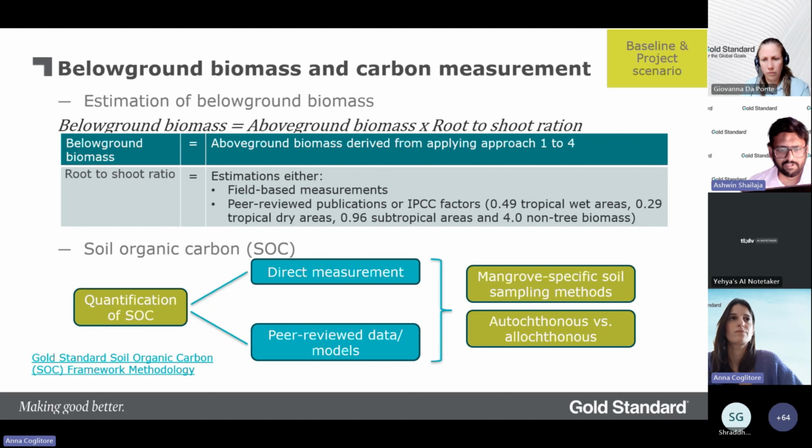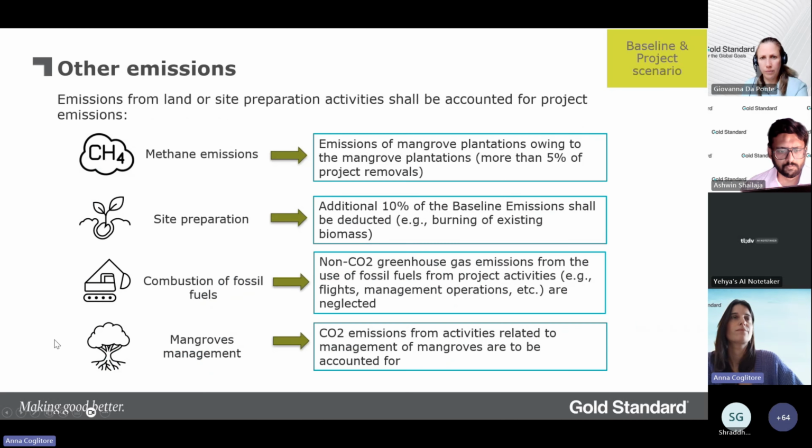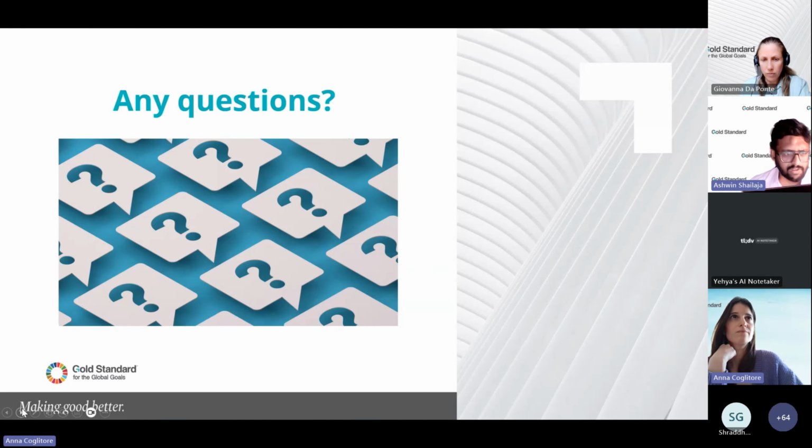The next slide. Thanks. This is what I had mentioned earlier about project emissions. So methane will have to be considered. Carbon dioxide emissions from site preparation or other combustion of fossil fuel will also have to be accounted for. And similarly, any carbon dioxide emissions which could arise from mangrove forest management will also have to be accounted for.